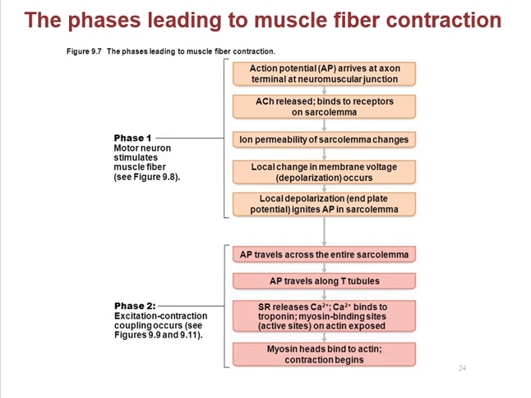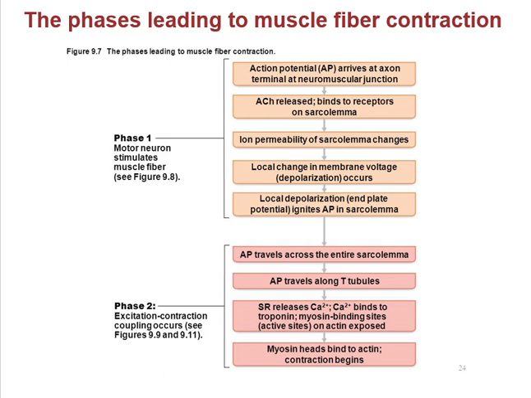All right, phase 1 happens at the neuromuscular junction. Phase 2 is going to be a connection between excitation and contraction. All right, so phase 1, the motor neuron stimulates the muscle fiber. This is activation at the neuromuscular junction. So first, an action potential, which can be abbreviated AP, arrives at the end of an axon called the axon terminal. These axon terminals are very close to the skeletal muscle fiber plasma membrane.